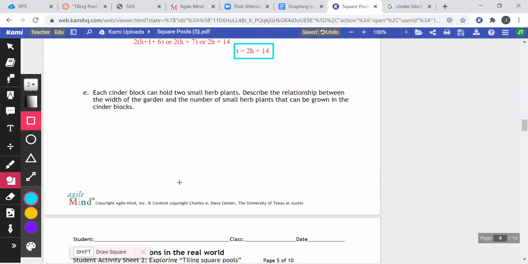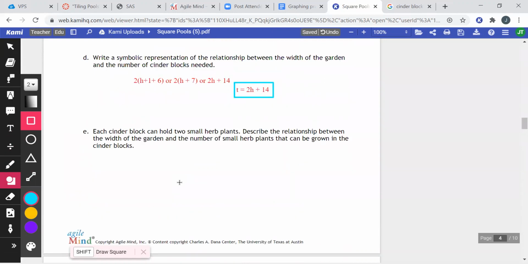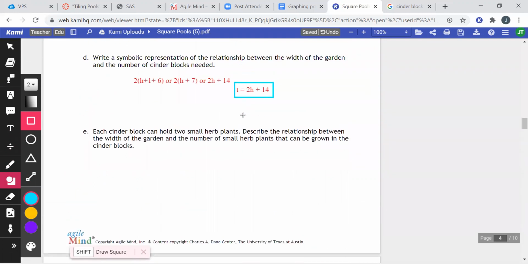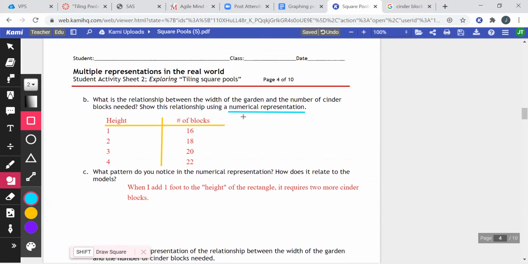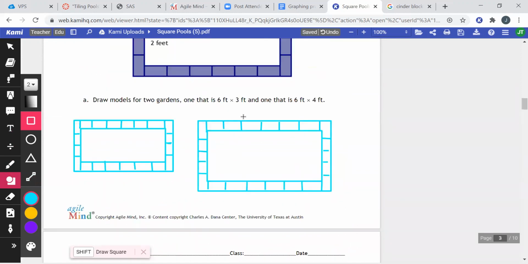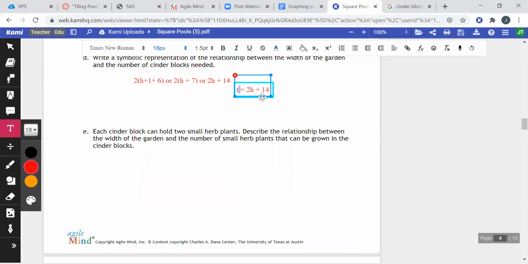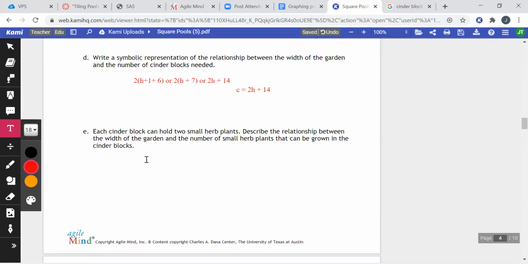Okay, each cinder block can hold 2 herb plants. So this is how many cinder blocks I need. Why did I use T? Oh well. I think I was saying tiles. Let's say that's cinder blocks instead. Control Z. What has happened there? Okay. Cinder blocks. That's what we'll do. C for cinder blocks.